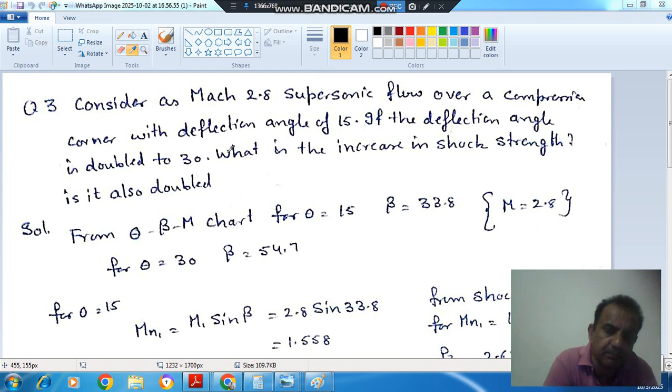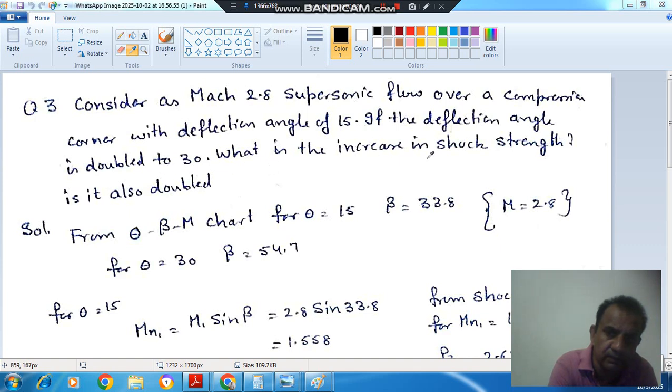Hello, compressible fluid flow for civil services mains, IFS and GATE aerospace exam, and we are solving some example based on oblique shock. Next example is consider a Mach 2.8 supersonic flow over a compression corner with deflection angle of 15 degree. If the deflection angle is doubled to 30 degree, what is the increase in shock strength?